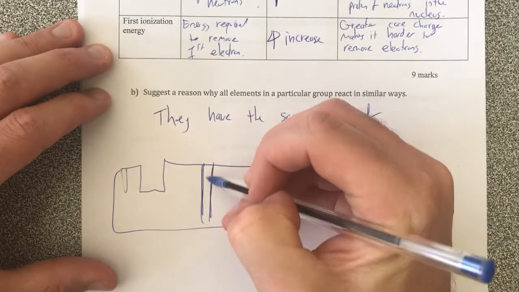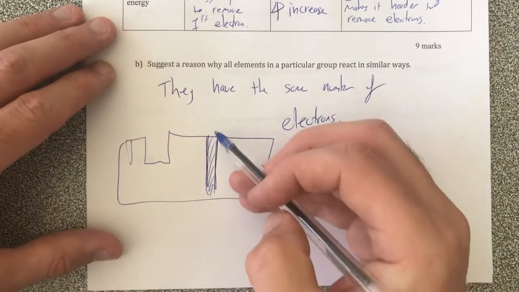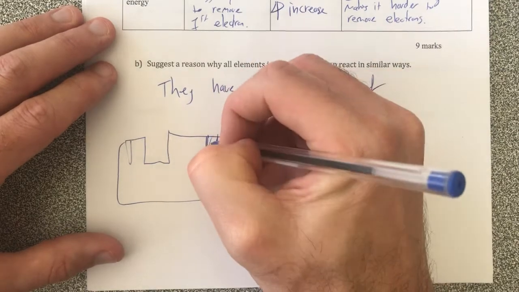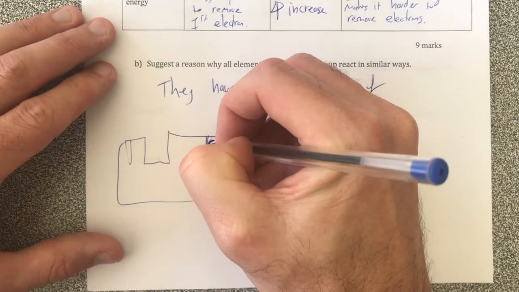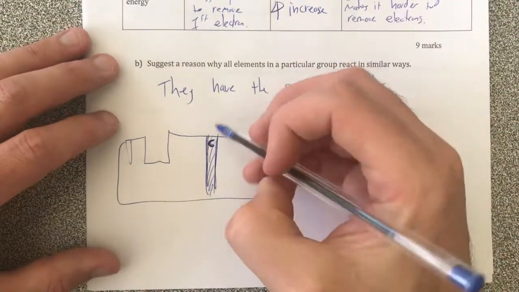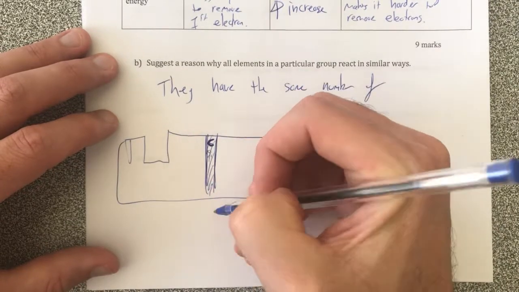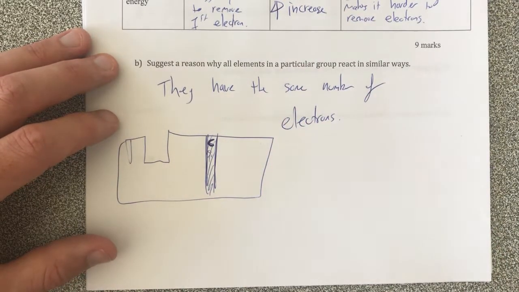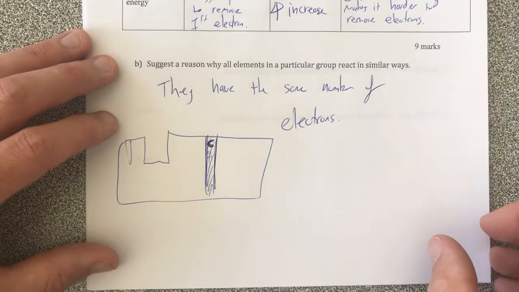So therefore, here's our periodic table again. Everything in this group here will have the same number of electrons. And if this happens to be carbon, it would all have 4 electrons in the outside shell. So therefore, carbon, silicon, and all the other ones down here will have the same number of electrons in the outside shell. Therefore, it reacts in the same way.